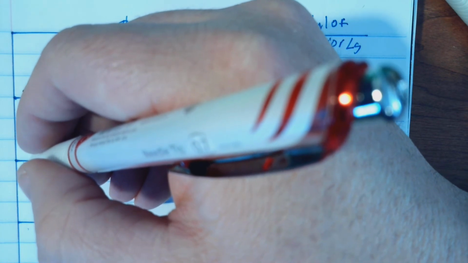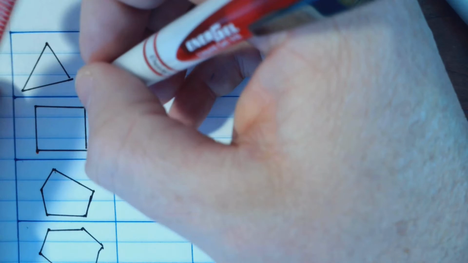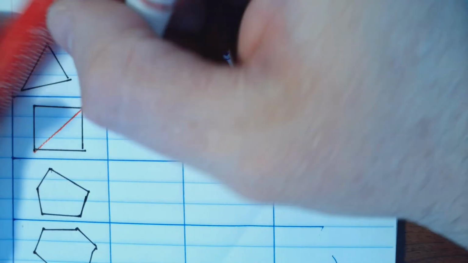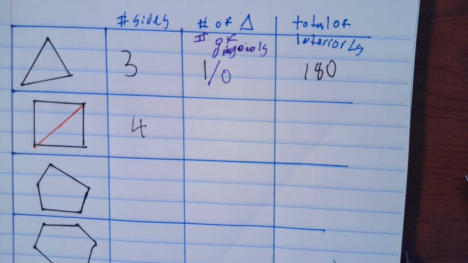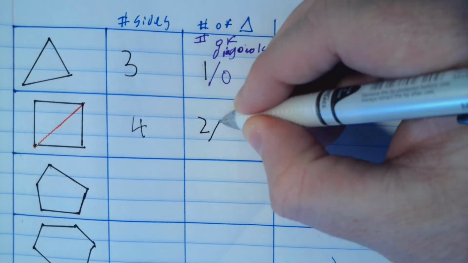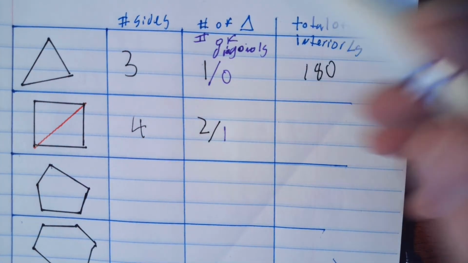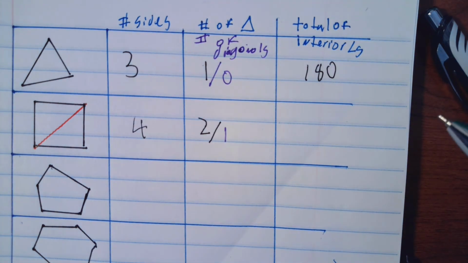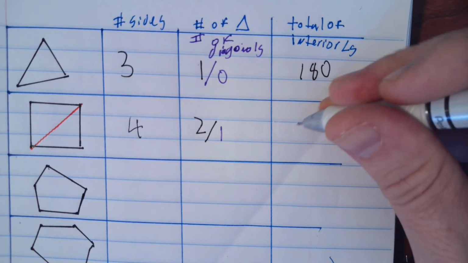It says here, non-consecutive vertex. So this would be a consecutive one. So the only non-consecutive one would be over here. All right. So that would be a diagonal. So it looks to me like the diagonal breaks it up into 2 triangles, leaving one diagonal. And so it looks to me like, I know that like a square, a rectangle is going to have 90-degree angles here. And so I bet you that's going to add up to 360.